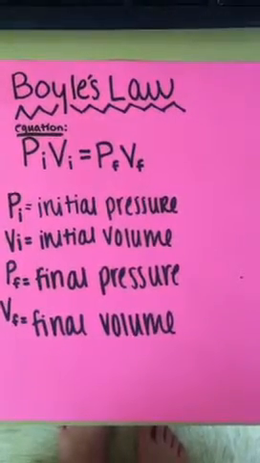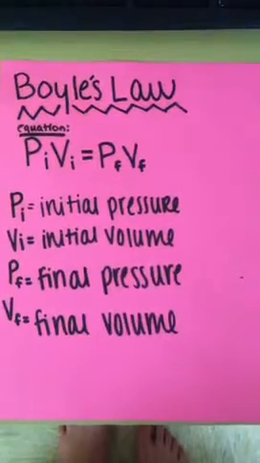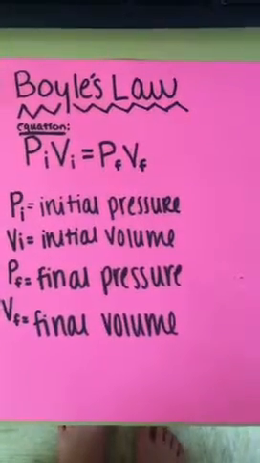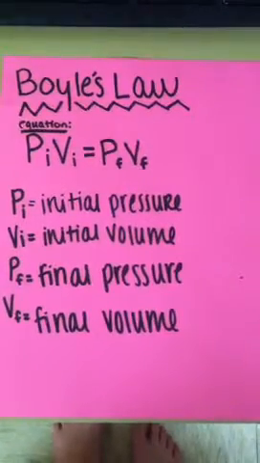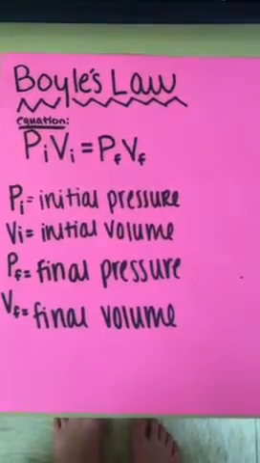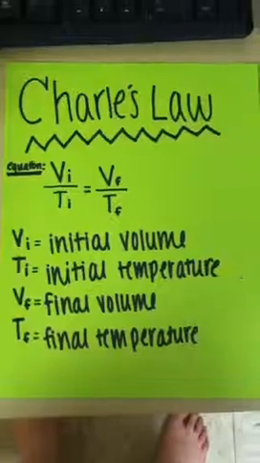The first law is Boyle's law, and the equation is Pi, which equals initial pressure, times Vi, which equals initial volume, and it's equal to Pf, which equals final pressure, times Vf, which equals final volume.